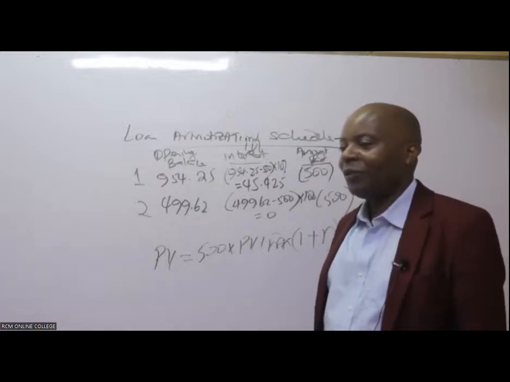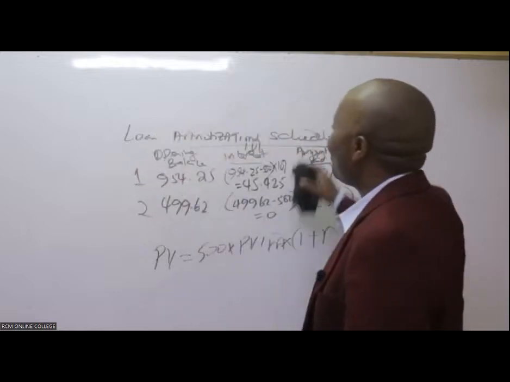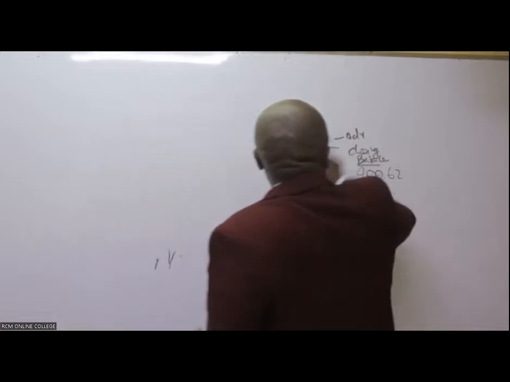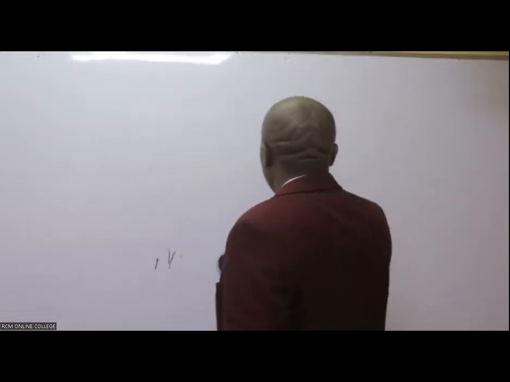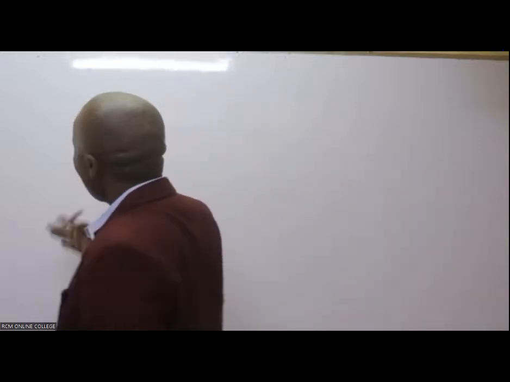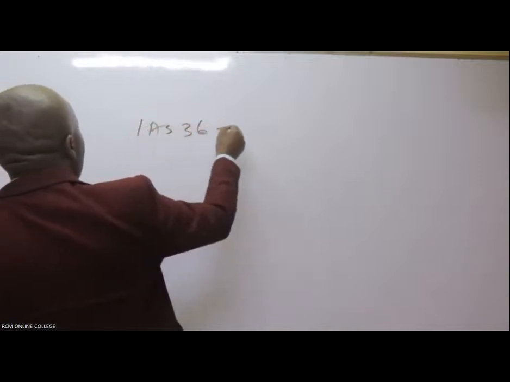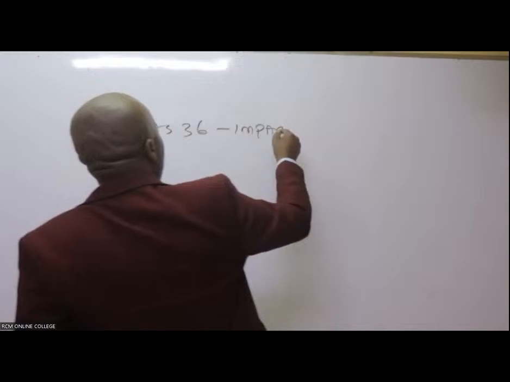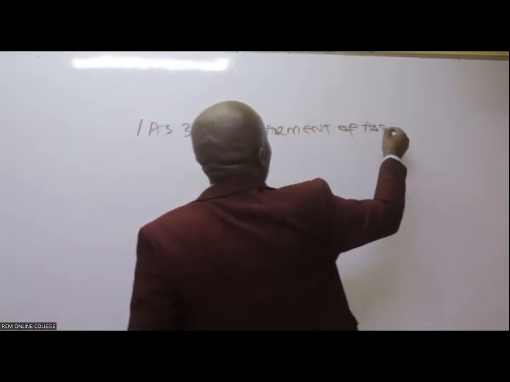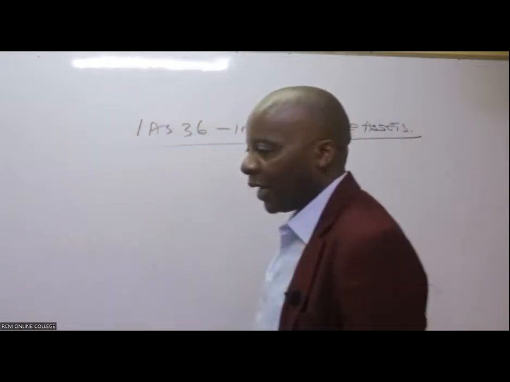So can I go to something different? Thank you so much. So I'm going to the most important standard called IAS 36. IAS 36 is what we call impairment of assets.